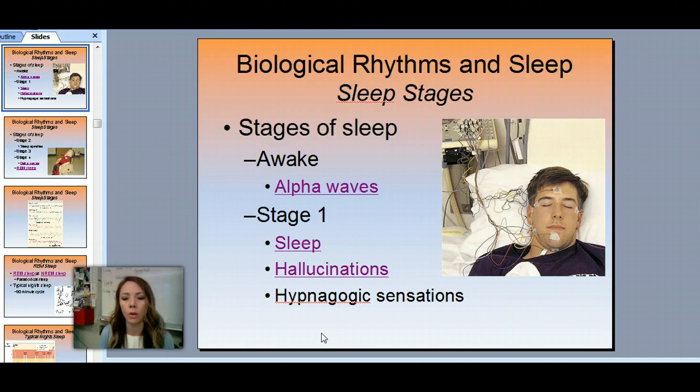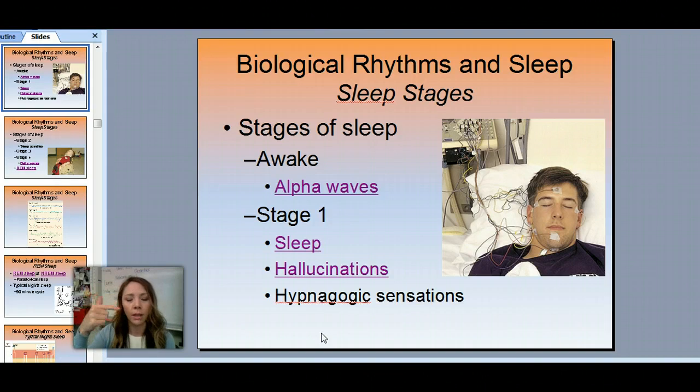The hypnagogic is when you have that feeling of falling, where you're falling asleep and it feels like all of a sudden you're falling down in class or when you're laying down. So stage 1 is when you're about to go to sleep. Remember, alpha is awake, beta means you're about to go to sleep, and we're looking at brain activity, right?